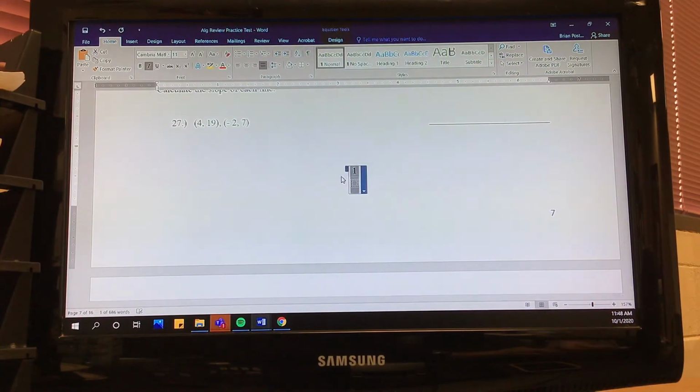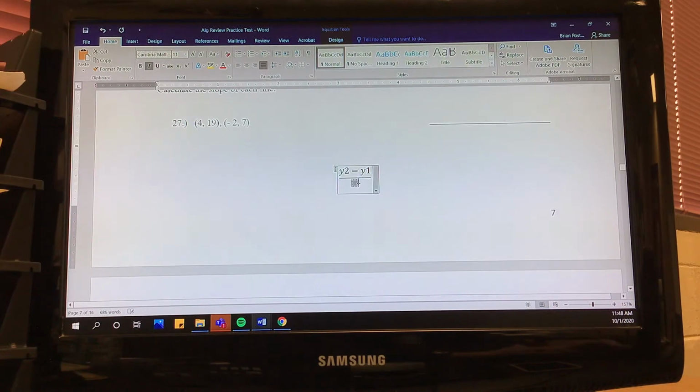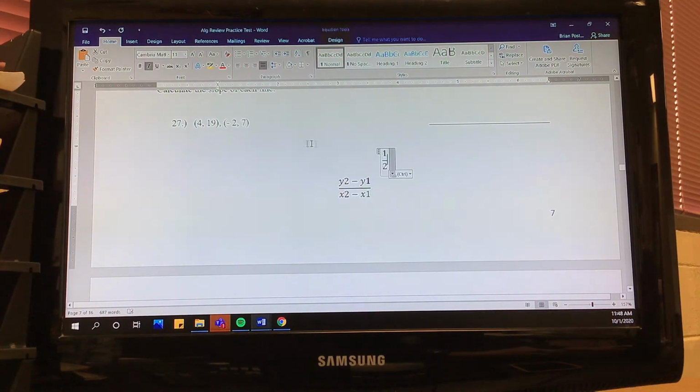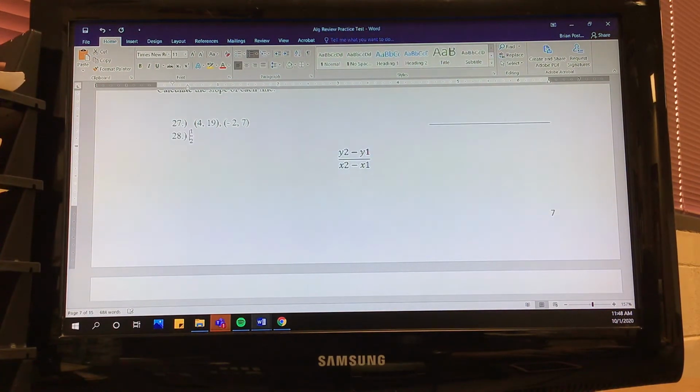Our formula is, the numerator is going to be y2 minus y1. I didn't do the little subscript, but you guys know what we're doing. x2 minus x1. This is the formula we need to use. All right, so when we get up here, and once I get over here, oh my goodness, sorry everybody. That's fine, we'll roll with this.